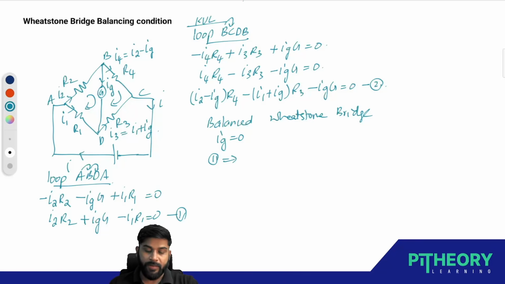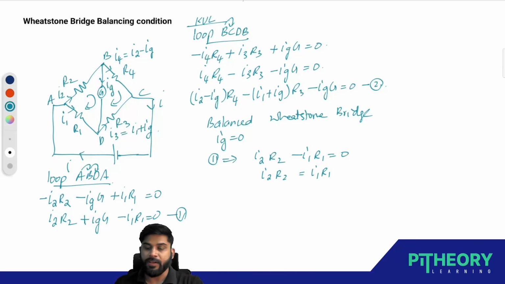Equation number 1 becomes, Ig 0 means I2 R2 minus I1 R1 is equal to 0, or I2 R2 that is equal to I1 R1. Very clear now? So now what will happen to equation number 2? When Ig is 0, all the terms where Ig is coming, you have to take as 0. So I2 R4 minus I1 R3, third term is 0 only, equal to 0, or I2 R4 that is equal to I1 R2. This is equation number 4.